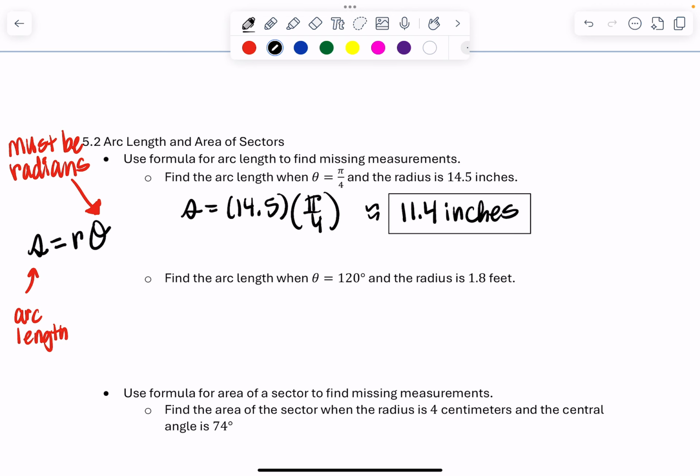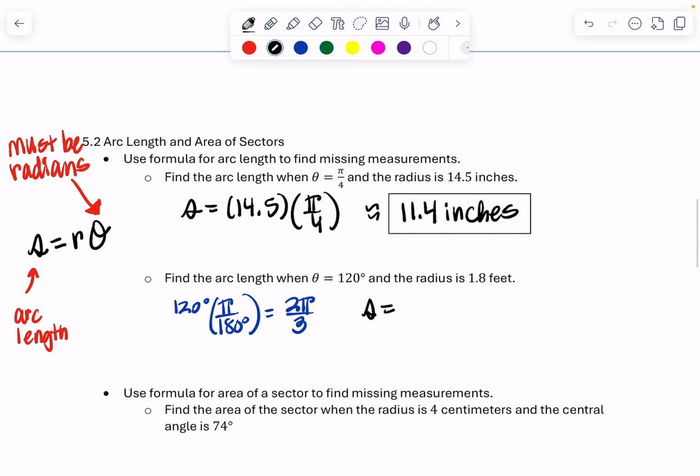Now notice on this next example, it's the same thing, only this time theta is in degrees. So I need to go to the side and fix that. So let's see, this would be 120 degrees. I've got to change it to radians. So this ends up being 2 pi over 3. Make sure you can do that. Okay, that's something we did on that first page.